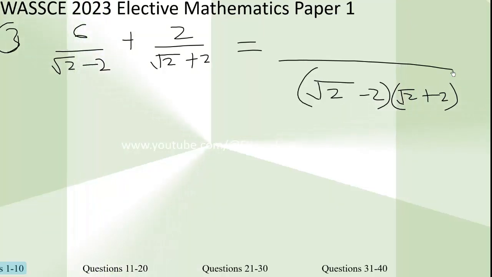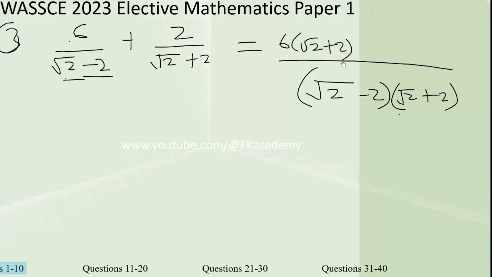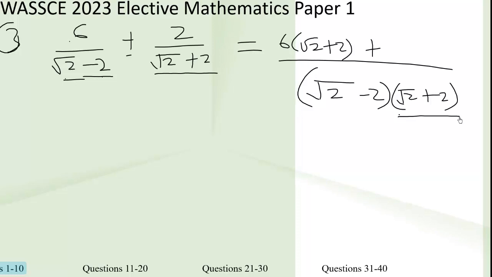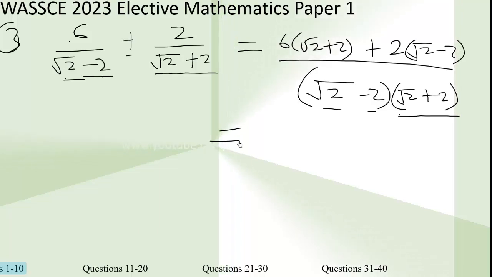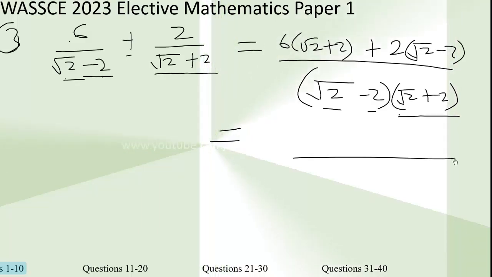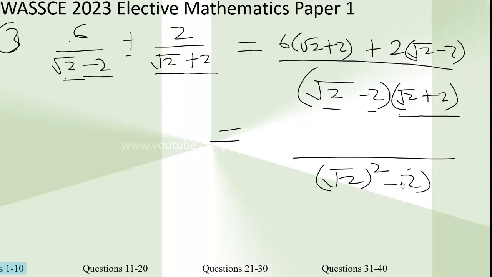Now root 2 minus 2 will go into this. We are left with root 2 plus 2. Then we multiply it by 6. So 6 times (root 2 plus 2). Then plus. Root 2 plus 2 goes into this, and we are left with root 2 minus 2. So we multiply it by this. So we have 2 into brackets (root 2 minus 2). So the denominator becomes a difference of two squares. So we get root 2 all squared minus 2 all squared.